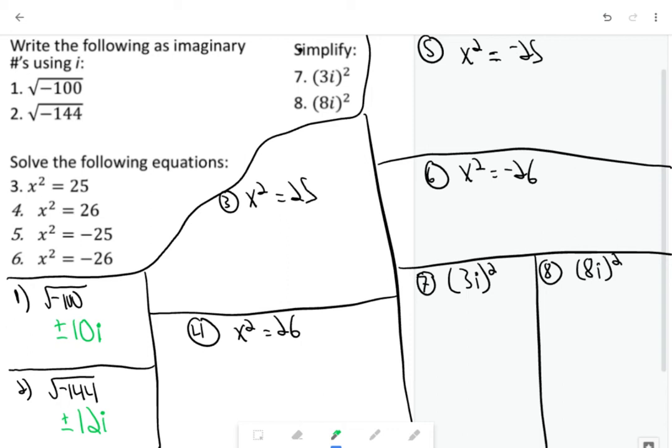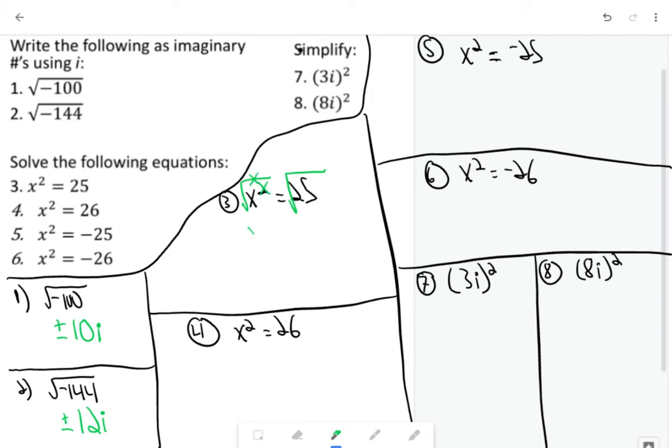Numbers 3 through 6: solve the following equations. Notice they're very similar. 3 and 5 are very similar, and 4 and 6 are very similar. If I take a look at number 3, for example, x squared equals 25. If I was going to solve that, because of the square, I would take the square root of both sides, and squaring and square rooting are opposites of each other.